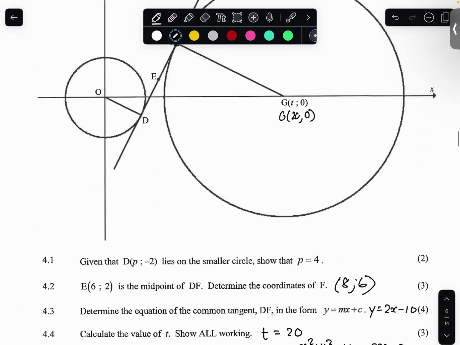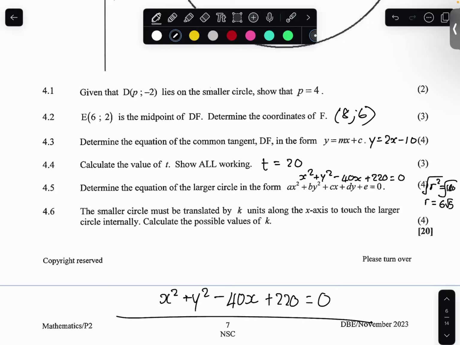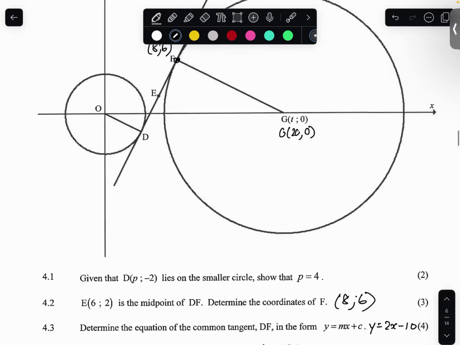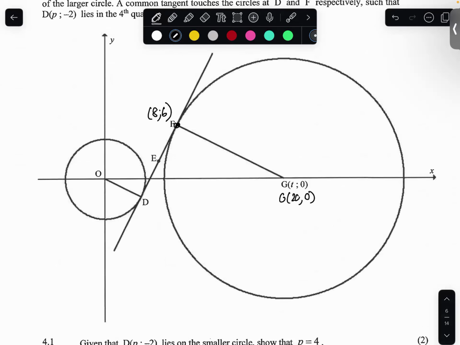Okay, all right. Let's look at the next question. It says 4.6, the smaller circle must be translated by k units along the x-axis to touch the larger circle internally. Calculate the possible values of k, meaning how many units does the small circle have to move so that it touches the bigger circle internally.